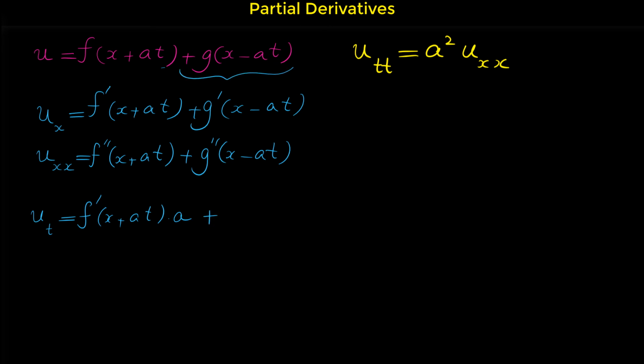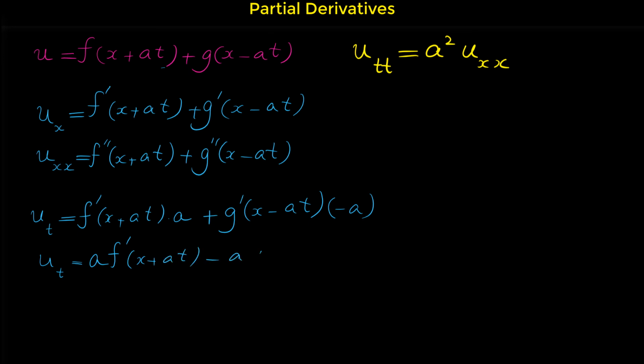Now take derivative of this part with respect to t. Derivative of g is g prime, and multiply by derivative of inside with respect to t. Derivative of inside is negative a because derivative of negative at is negative a, and derivative of x is 0. So u sub t, the partial derivative of u with respect to t, is a. Because a is constant, it's better to put constant a first and then multiply by f prime of x plus at minus a g prime of x minus at.